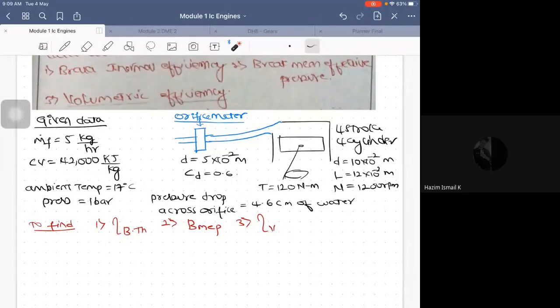Hazim. Yes, sir. So how many of these parameters are you able to calculate? Brake thermal efficiency I can calculate. And BMEP also. Very good. So I need answers from everyone. Hazim and Lucky say brake thermal efficiency can be calculated without my aid, and the brake mean effective pressure can also be calculated without any help. So what do others think?